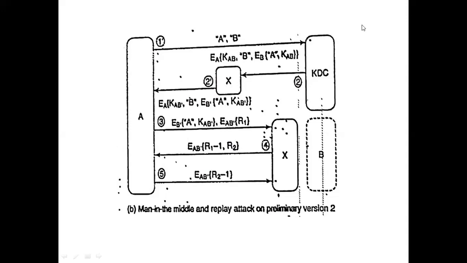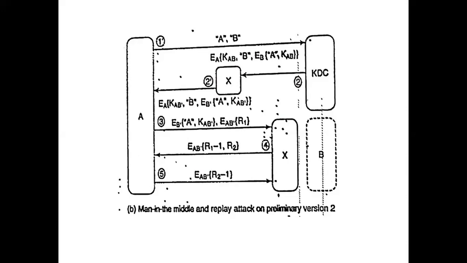What X does here is record the session. By recording, X will use the recorded versions to A, and whatever A does will be replied to by X. So A will think that it is communicating with B, but A was actually communicating with X. This is the disadvantage in preliminary version 2.